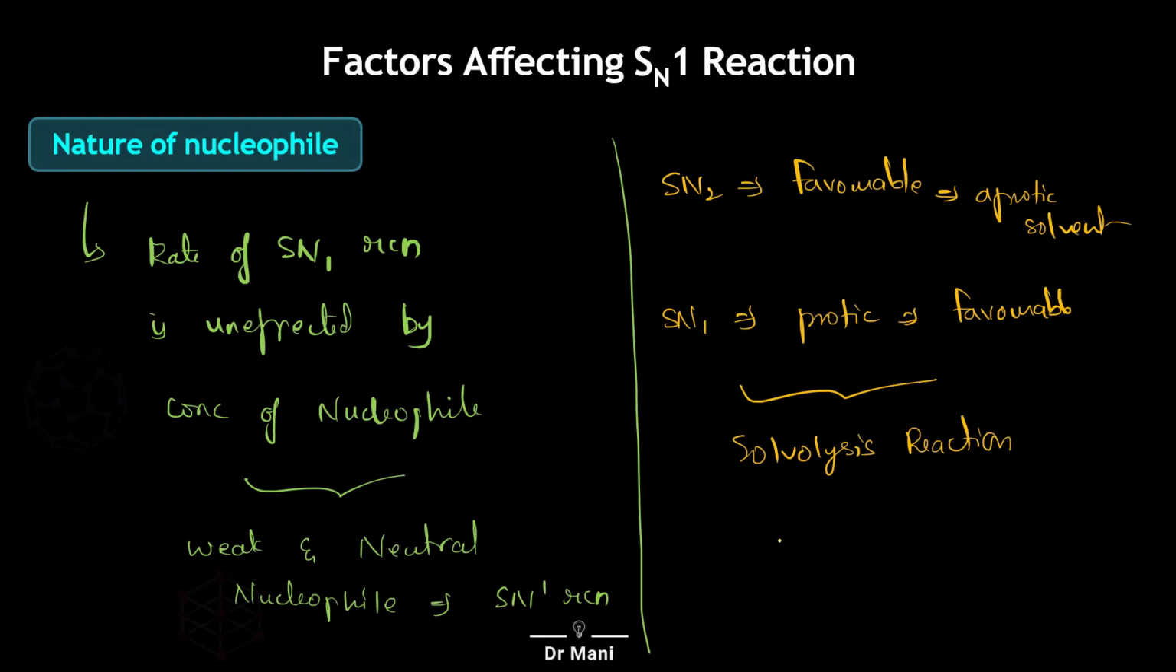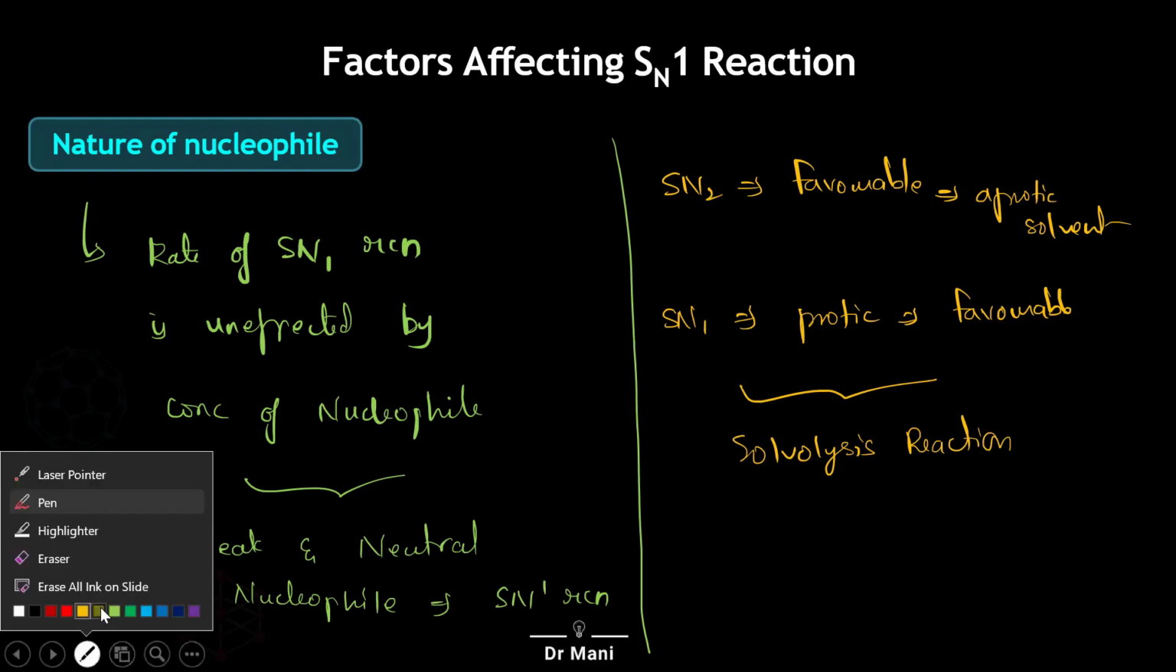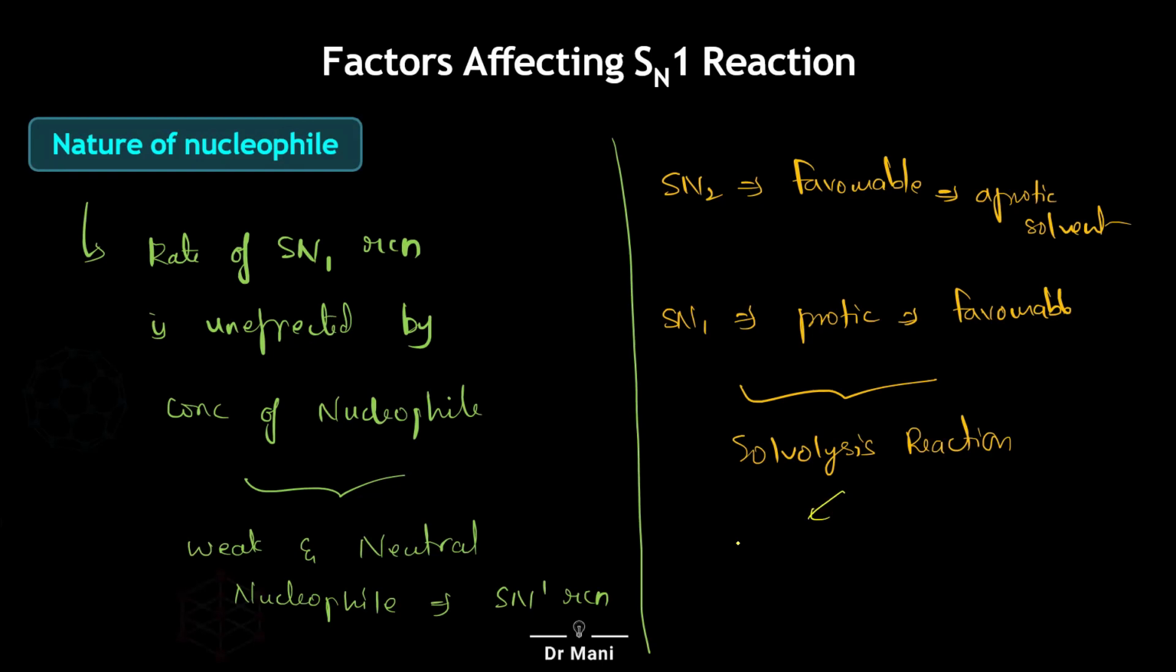So this solvolysis can happen two ways. One is it is soluble in water, or it can be soluble in ethanol. We said SN2 reaction is favorable when it is not soluble in water or not soluble in alcohol. But here, being soluble in water is favorable, being soluble in ethanol is favorable. And this is called hydrolysis, and this is called ethanolysis.